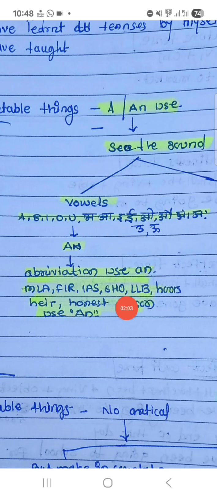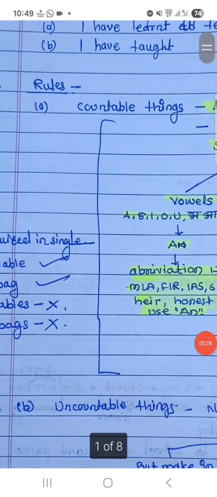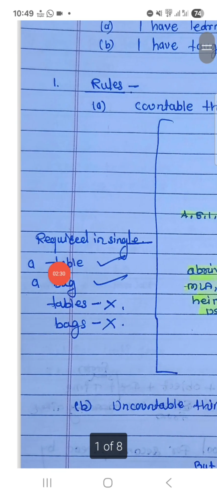IAS, an IAS. SHO, LLB. Hour, honest person, use an. That means an is used for abbreviations, and whenever the pronunciation of a word starts with a vowel sound, use an there. Let's see, for example, it is required only in the singular. That means an is used only for a single noun.